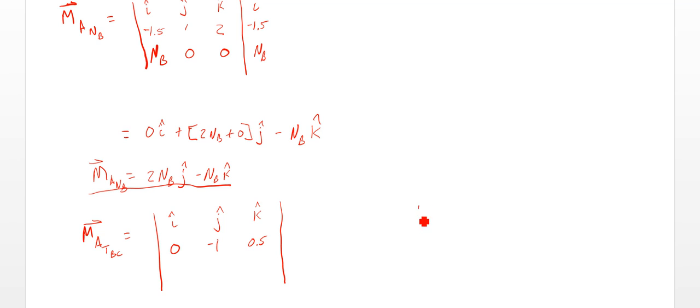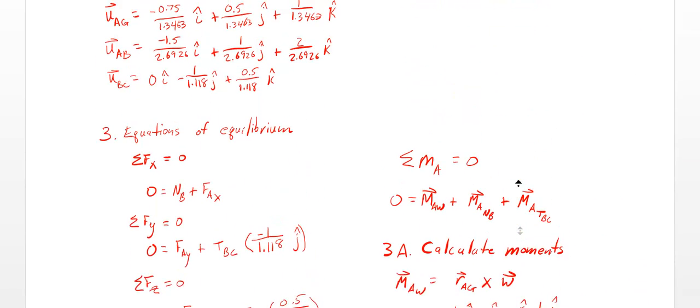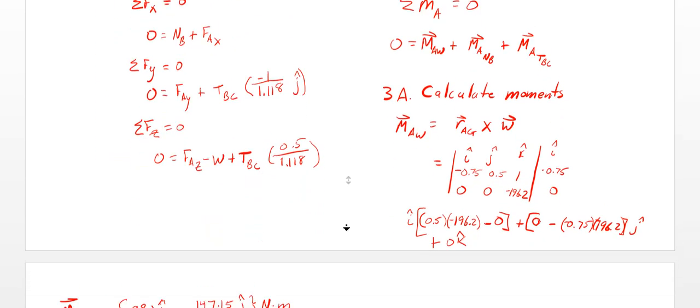So you may recall that a force vector equals the magnitude of that force times the unit vector. So in this case, we don't know the tension in BC, but we do know the magnitude is going to be the tension of BC, and it's going to act in the direction of our unit vector BC. So that's why we calculated that unit vector up here. So we didn't actually need these AG and AB unit vectors, but we do need this BC unit vector. I've got that written down on my paper, so I'll just transcribe it from there.